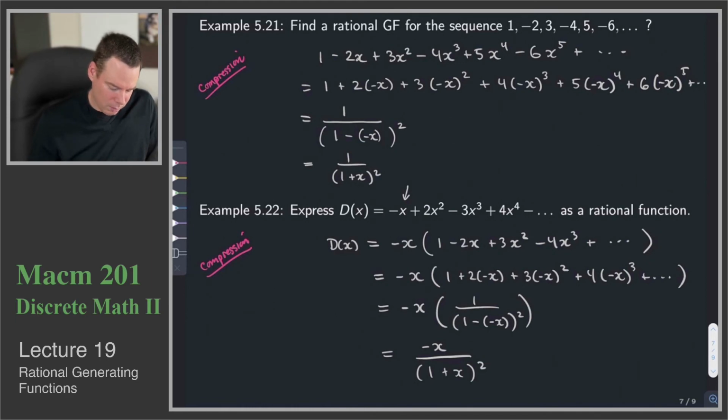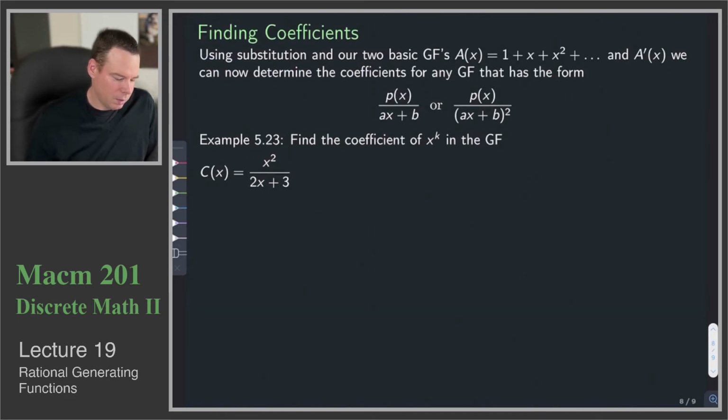Okay, so with the idea of substitution, we can now do the general process of extraction. We now have a method for extracting from any rational function of this form, so polynomial over a linear function, or polynomial over the square of a linear function. We can now extract the coefficients for anything of that form. Let's see how we can do that.